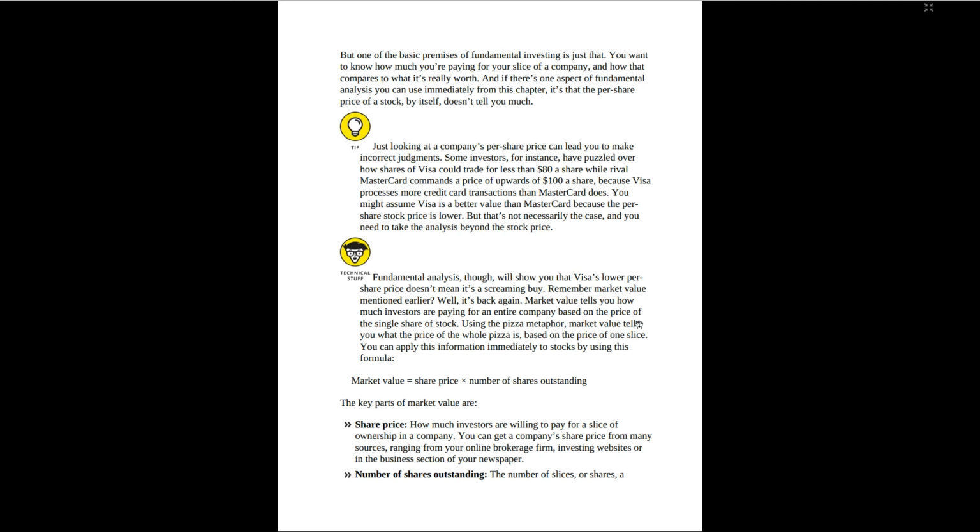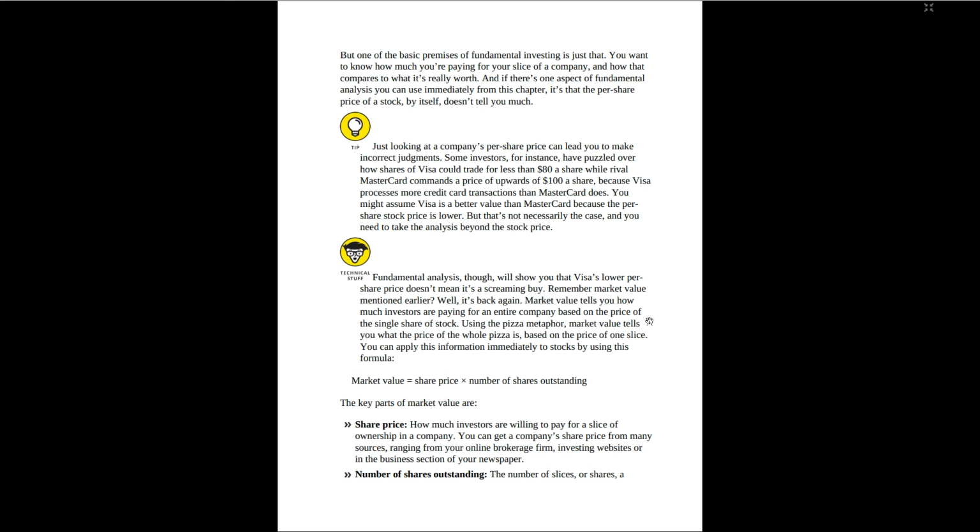Remember market value, mentioned earlier? Well, it's back again. Market value tells you how much investors are paying for an entire company based on the price of a single share of stock. Using the pizza metaphor, market value tells you what the price of the whole pizza is, based on the price of one slice. You can apply this information immediately to stocks by using this formula: market value is equal to share price times number of shares outstanding.